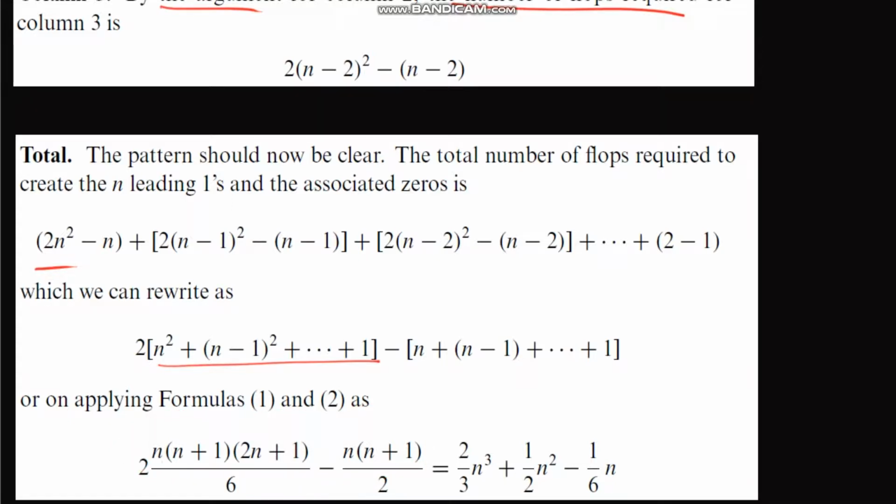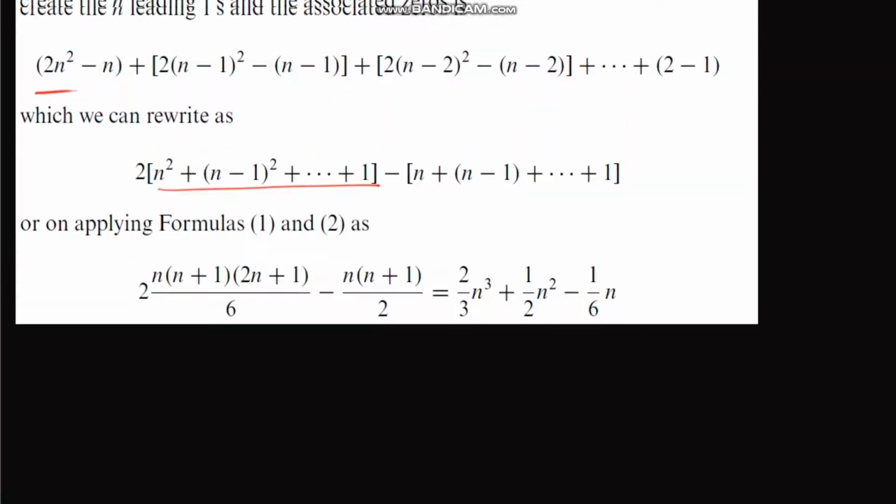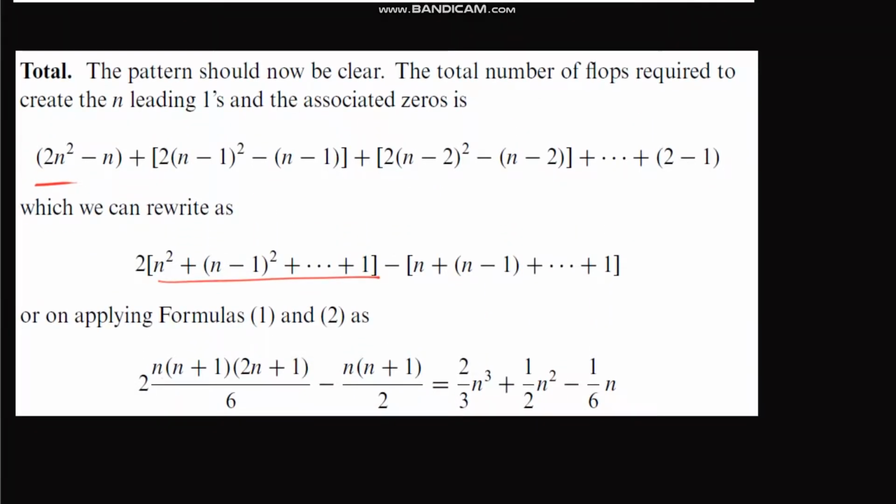When you simplify this, you will get the result 2/3 n cubed, 1/2 n squared, and minus 1/6 n, right? So this is the process for forward substitution, to make the matrix upper triangular. It's the forward process we have done.